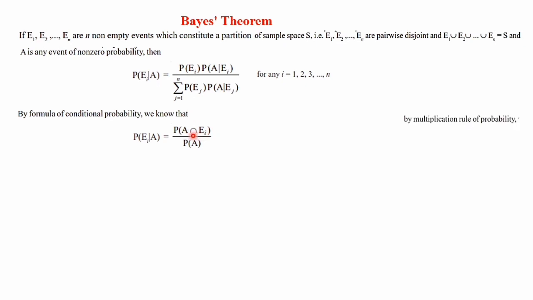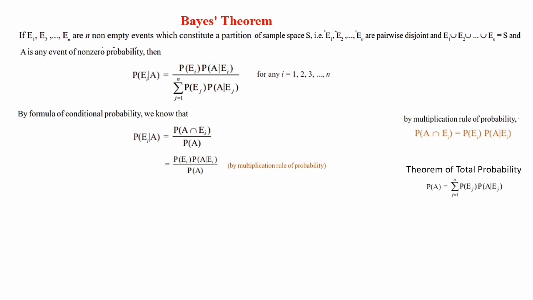Then this multiplication theorem we can use and change this part. By the multiplication rule of probability, P of A intersection Ei is equal to P of Ei into P of A given Ei. So just substitute here, that is P of Ei into P of A given Ei divided by P of A. And this P of A also we can change by using the total probability formula we learned in the previous slide. By the theorem of total probability, P of A we can write as sigma j equal to 1 to n P of Ej into P of A given Ej.